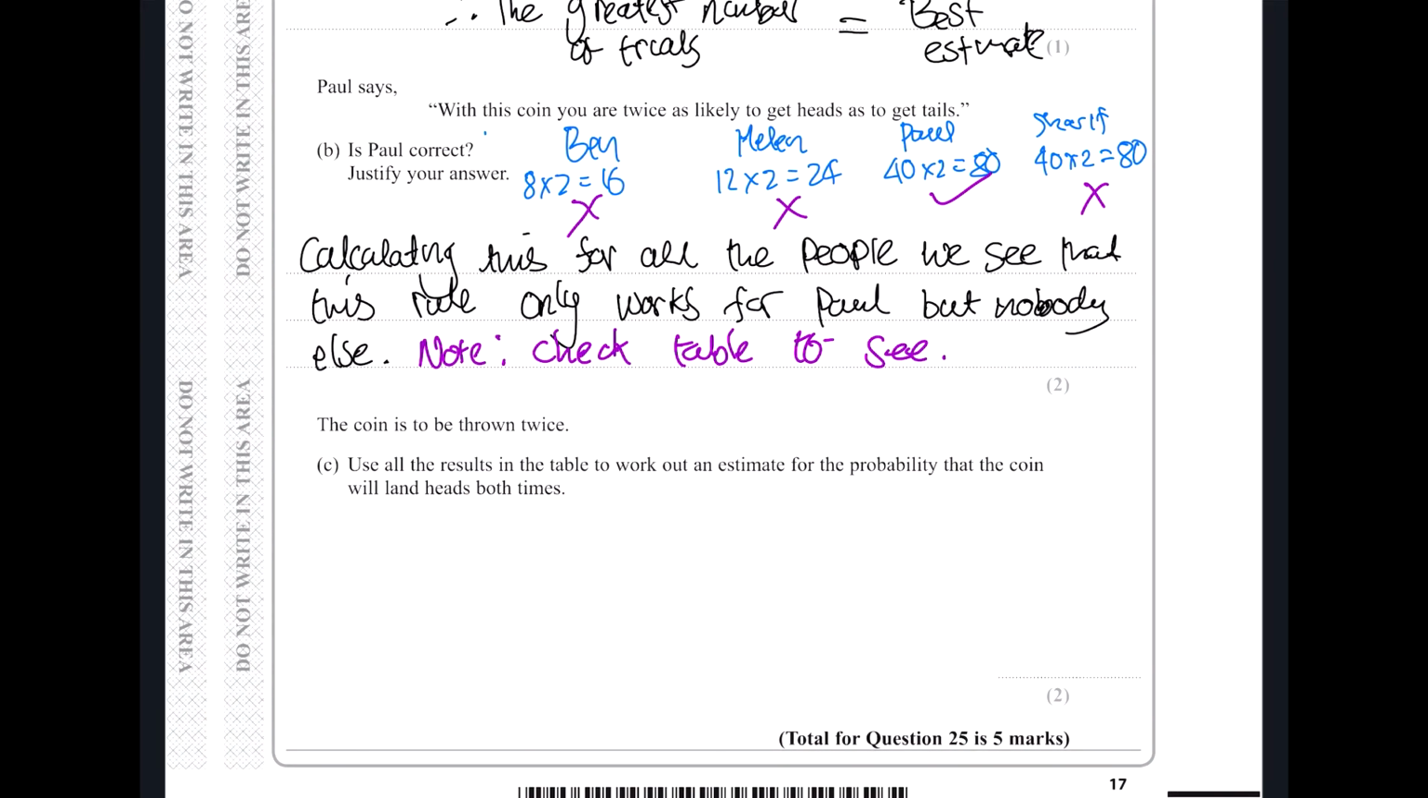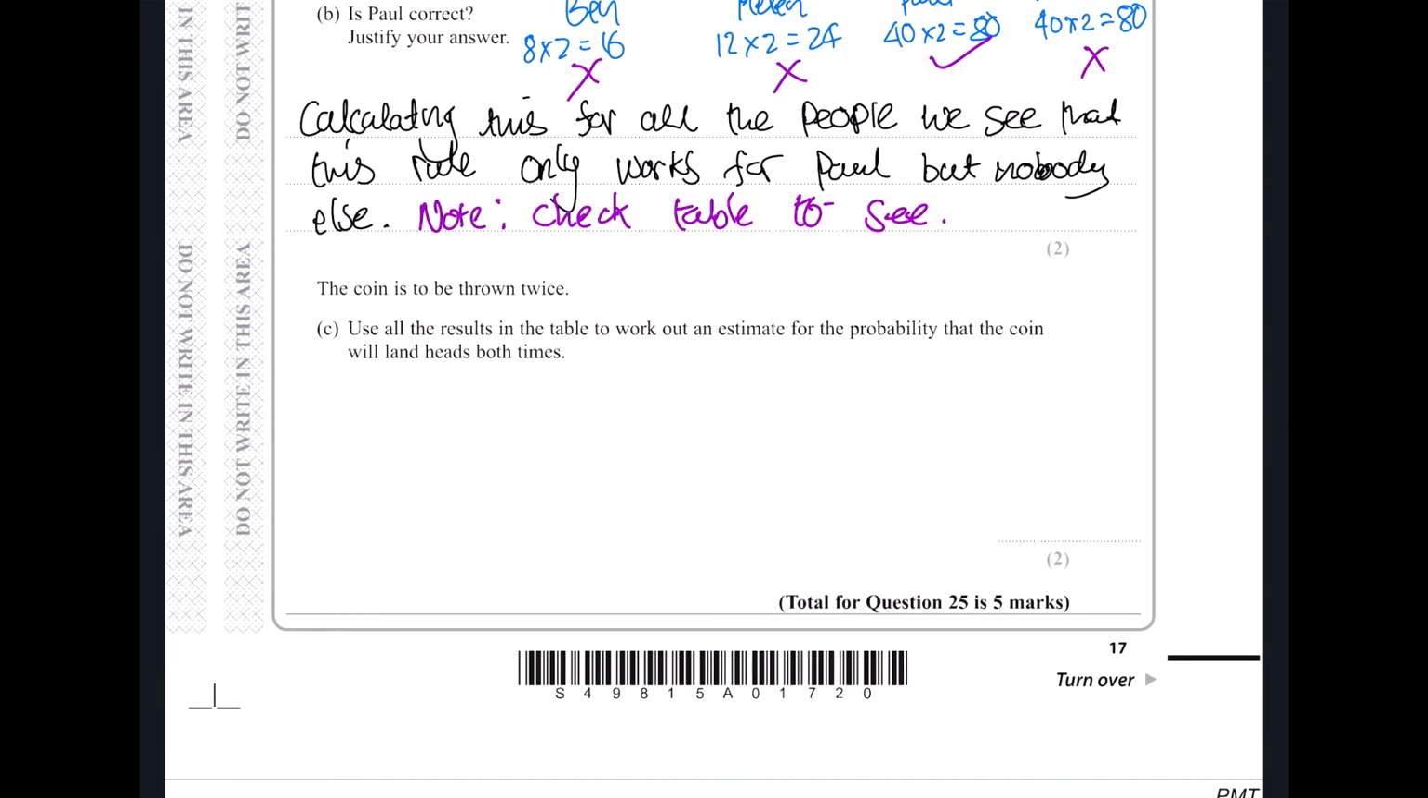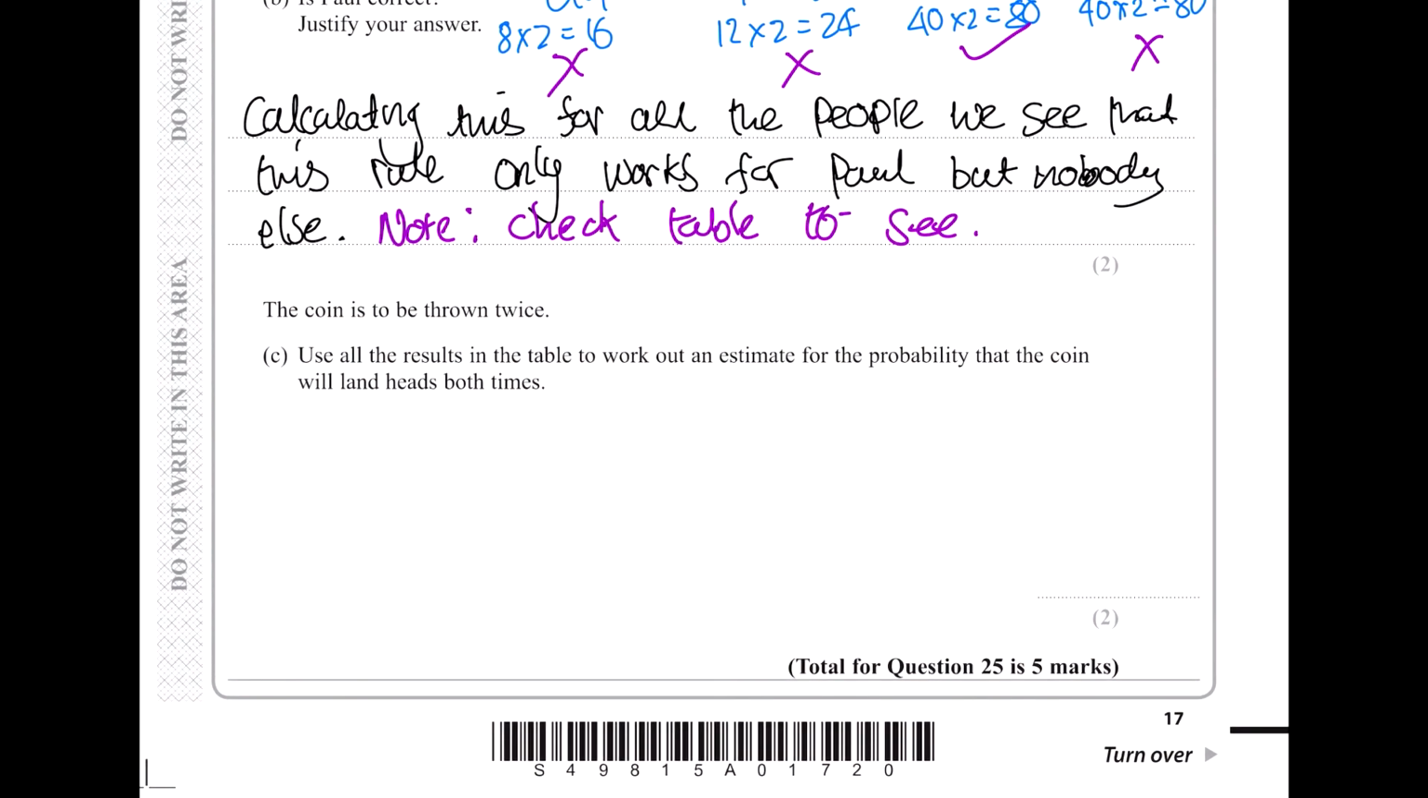Okay, final part, the coin is to be thrown twice. Use all of the results in the table to work out an estimate for the probability that the coin will land on heads both times. Well, if it's to land on heads both times, if it's thrown twice, then the events are independent of each other. The probability of rolling once does not affect the probability of rolling again. So here what we can say is the probability of rolling 2 heads would be the probability that you roll heads once multiplied by the probability that you roll heads the other time.